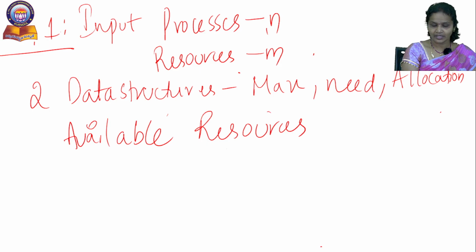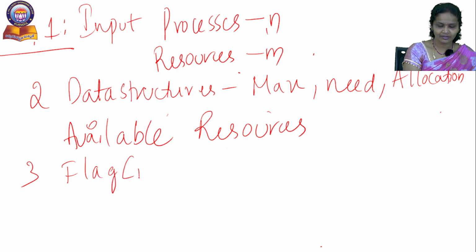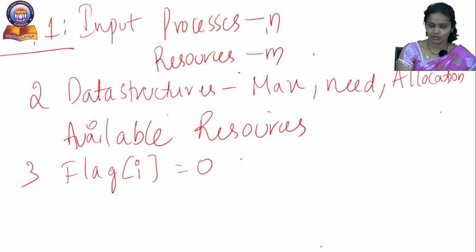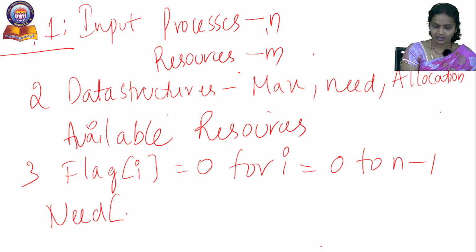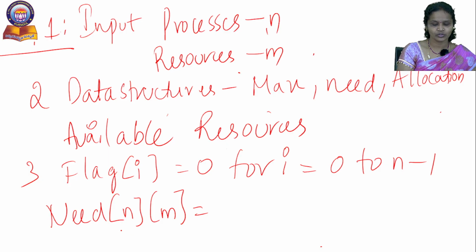Then the next step, step 3, is that we need to take a flag variable. The flag of all the processes will initially be made 0. That is, for all the processes from the 0th process till the n-1 process, flag of I will be 0. Then we need to find out the need matrix, that is need n of m. The size of need will be n by m, where n is the number of processes and m is the number of resources.